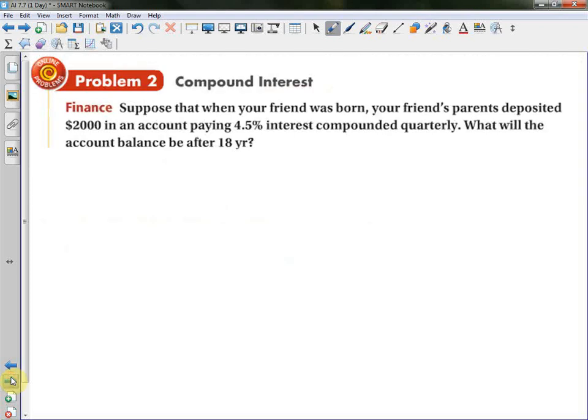So let's try one. Suppose that when your friend was born, your friend's parents deposited $2,000 into an account paying 4.5% interest compounded quarterly.